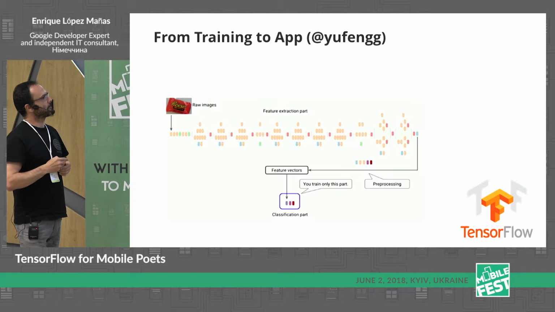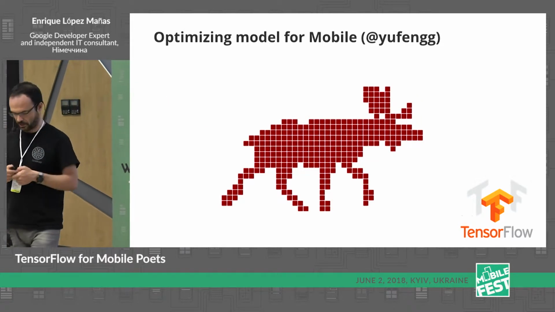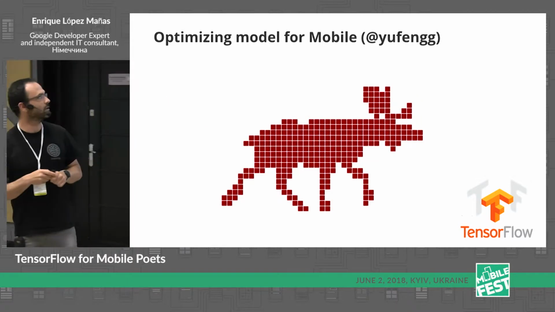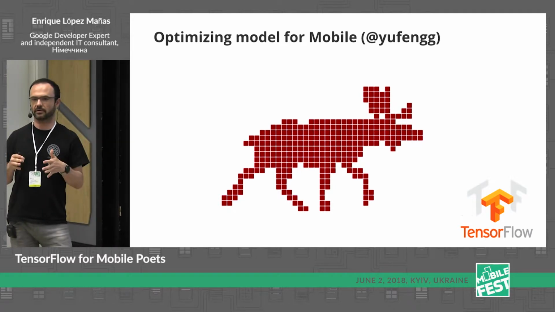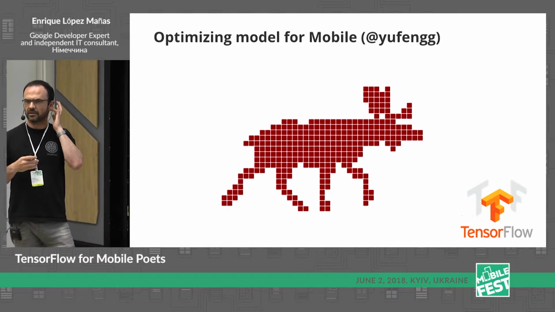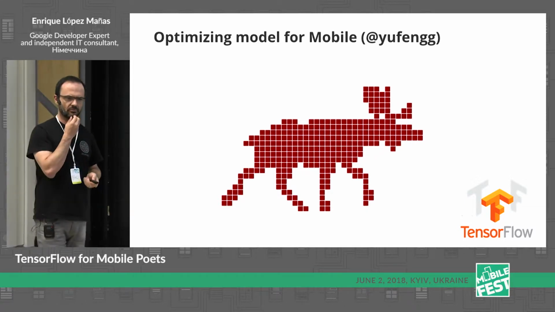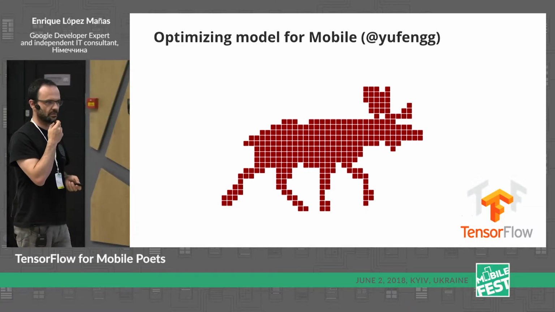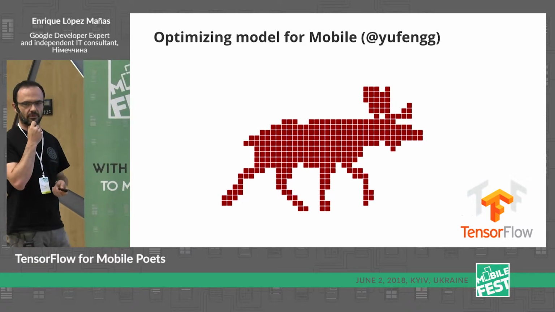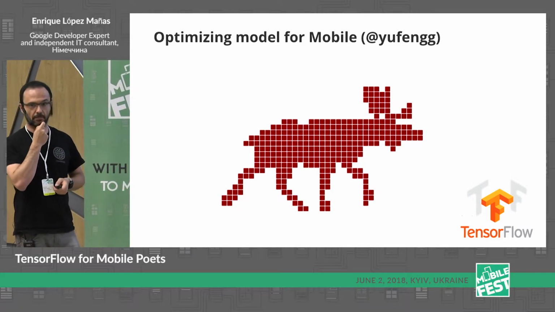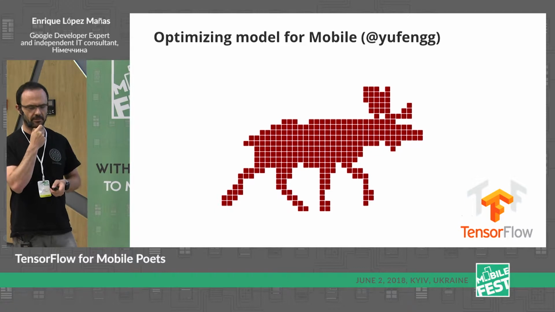So let's see how a model works. When we create a model, the model resulting from TensorFlow is around 80 megabytes. This is a lot for a mobile phone, right? Because you cannot say, okay, your application is 30 megabytes, whatever, and per model it's 80 extra megabytes.